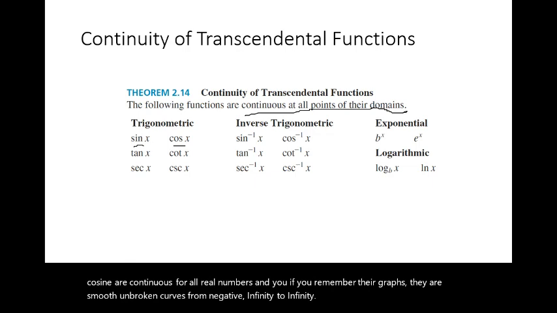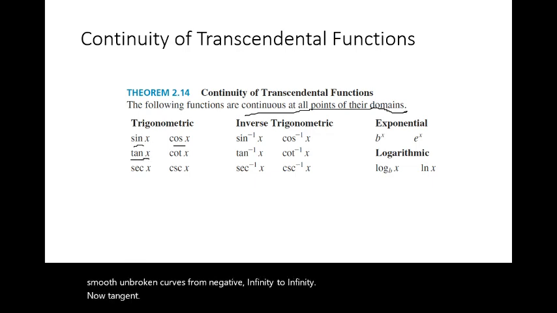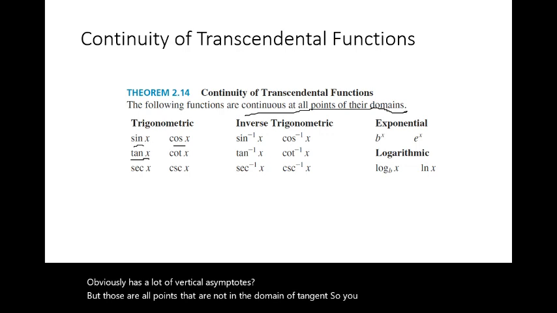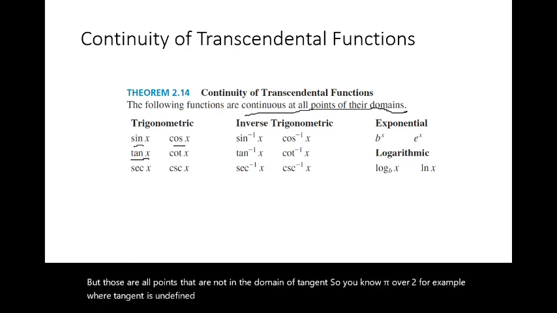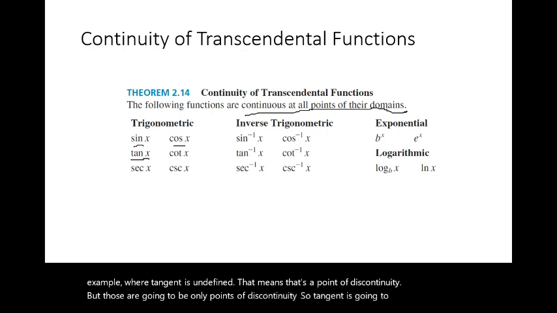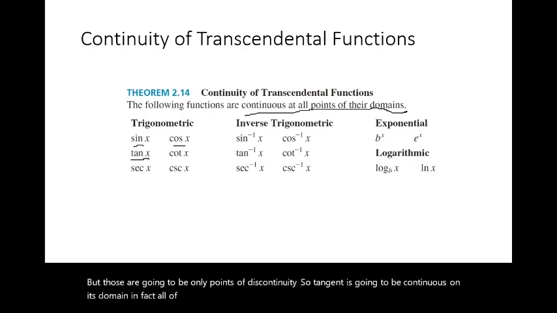Now, tangent obviously has a lot of vertical asymptotes, but those are all points that are not in the domain of tangent. So, pi over 2, for example, where tangent is undefined, that means that that's a point of discontinuity. But those are going to be the only points of discontinuity. So tangent is going to be continuous on its domain. In fact, all of the trig functions are continuous on their domains.